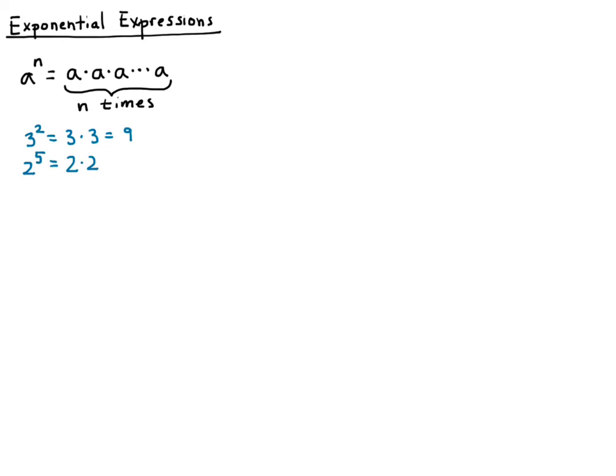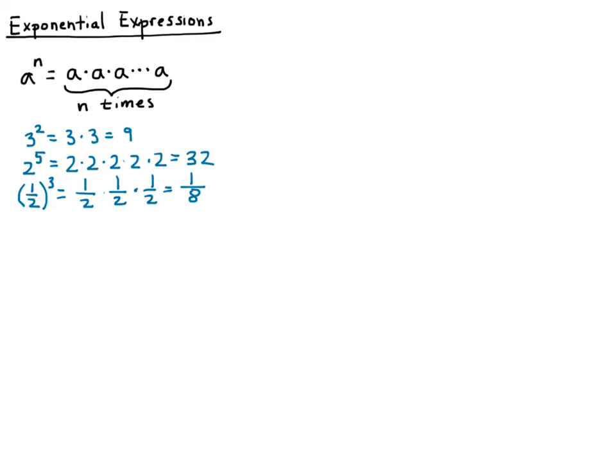So if we have 3 squared, that's just 3 times 3. 2 to the 5th is 2 times 2 times 2 times 2 times 2. And then fractions work the same way, where you're multiplying it by each other 3 times. And so 1/2 cubed is 1/2 times 1/2 times 1/2.